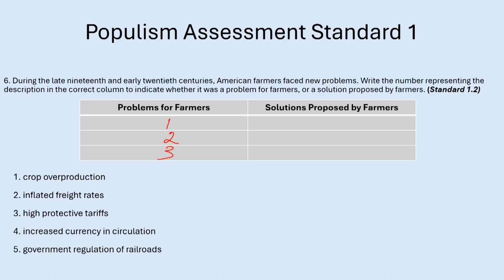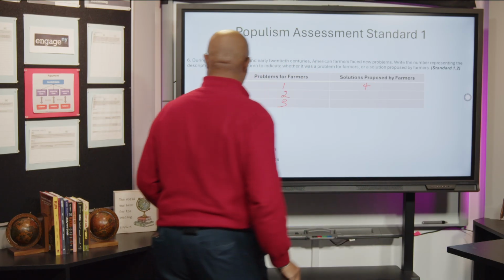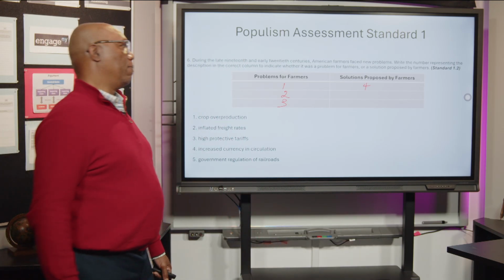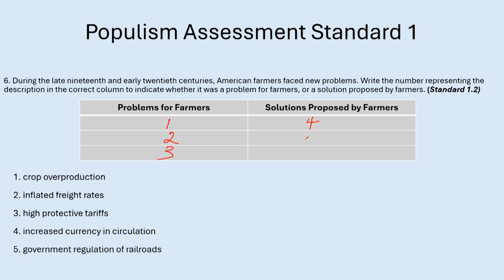Increased currency in circulation. Well, one of the things that farmers wanted, they believed that the solution to their issue would be if they could put more silver into circulation. So that would be a solution. And then government regulation of the railroads. Once again, that was one of the things in the Populist Party platform. That would be a solution.